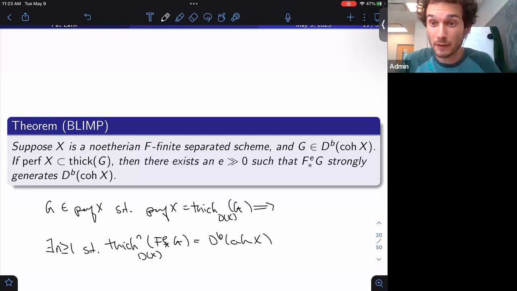This assumption of F-finiteness, just the Frobenius being a finite map, allows you to take something that doesn't generate and produce something that becomes not only a classical generator, but a strong generator. So it also shows we know strong generators exist, but now we can actually explicitly write it out in some sense.